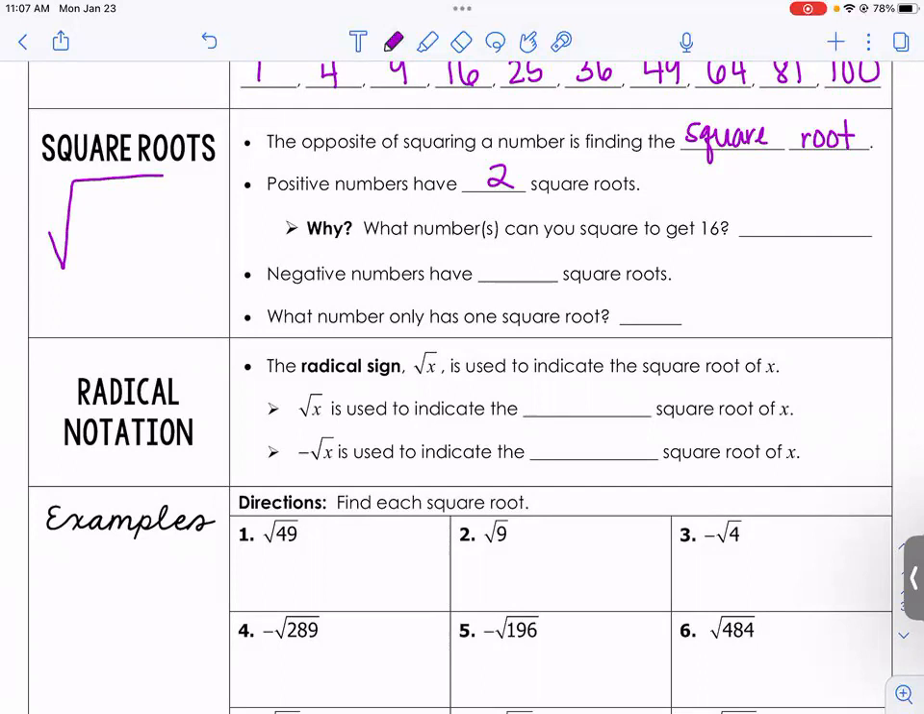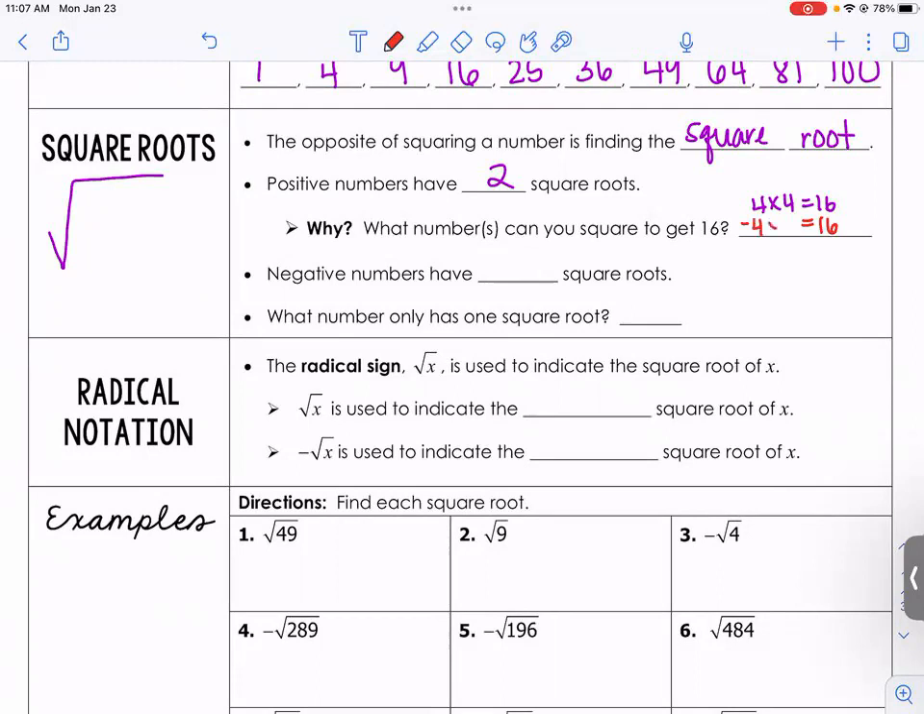Okay. What numbers can we square to get 16? Okay, so 4 times 4 is 16. Anything else? A number times itself? Like 4 times 4 is a number times itself.